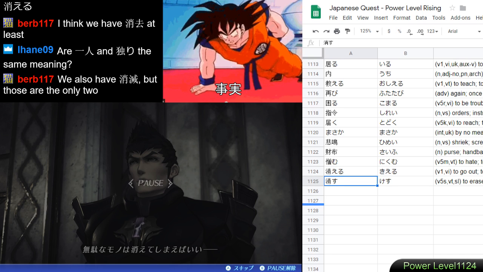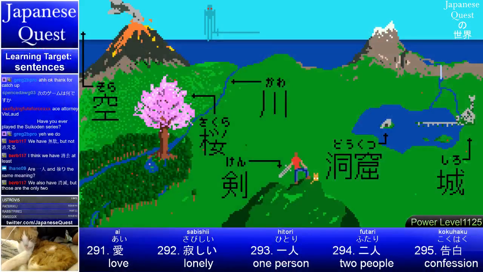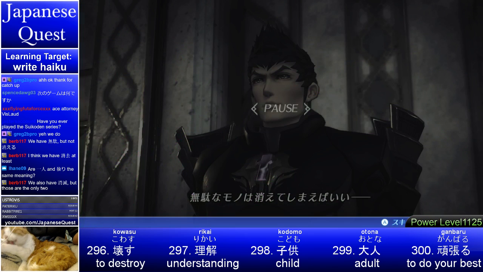Let's make our power level go up again. So now we have the power of not just disappearing, but also erasing things, which is good to have in a few different contexts. Vegeta, what does the scouter say about his power level? 1125 is now our power level. 1125. Chikara ga tsuyoku natta ne. Let's go back to the game.